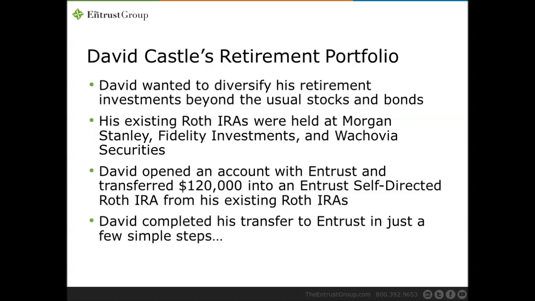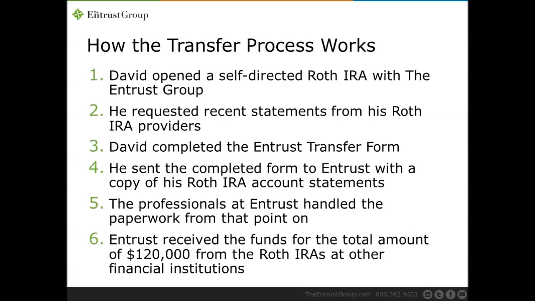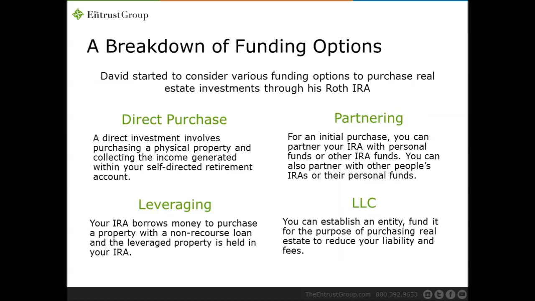So he opened an account with us, which involved completing an account application and a fee disclosure form, and sent us a transfer form along with a recent statement for the account he was transferring from. We signed that transfer form as the receiving trustee and sent it over to the other custodian, which is all the stuff explained on here. He opened the account, filled out the transfer form, sent it to us, we signed it, and we forwarded it on to the other company. Within a couple weeks, the money transferred over to his Entrust account. So now he has cash in his Entrust account that he is free to go and find an investment that he wants to make within his retirement account.